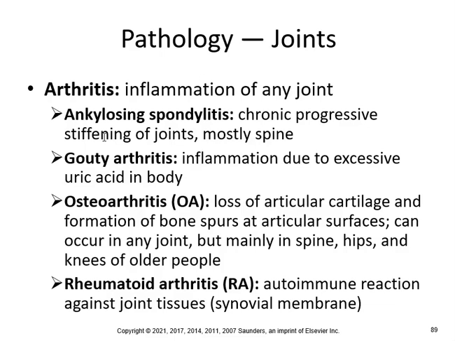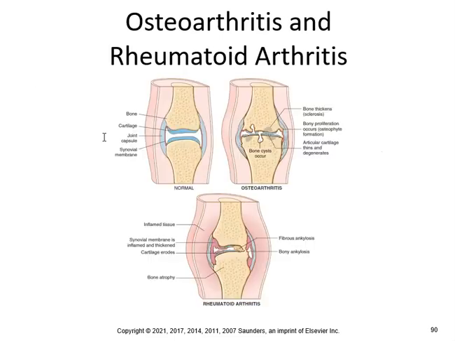You have gouty arthritis, which is inflammation due to excessive uric acid. You have osteoarthritis, which is loss of articular cartilage and formation of bone spurs at articular surfaces. Can occur in any joint, but mainly in spine, hips, and knees of older people. Then you have rheumatoid arthritis, RA, which is an autoimmune reaction against joint diseases. Again, rheumatoid arthritis is systemic, so it occurs in both knees, both hips, both ankles, whereas osteoarthritis will occur in just your right knee or your left knee or whatever the case may be.